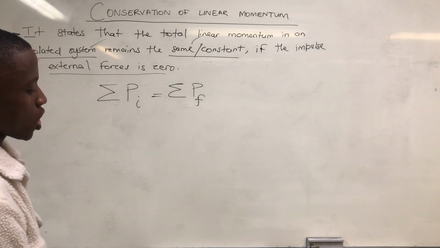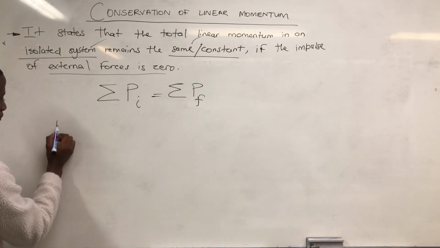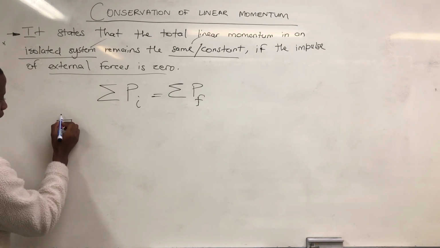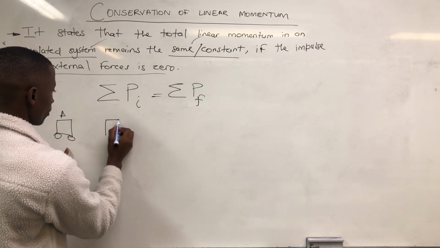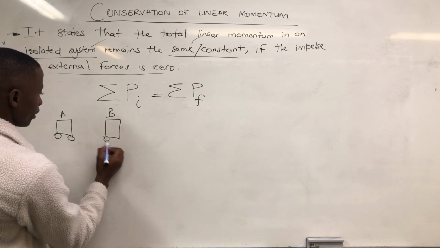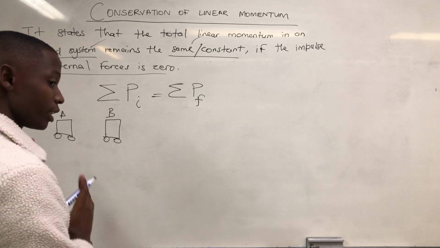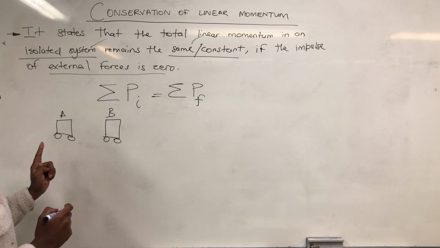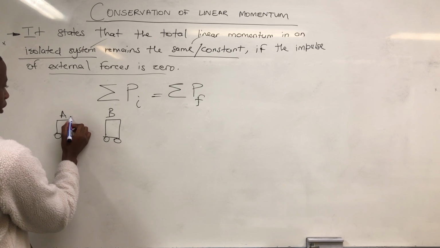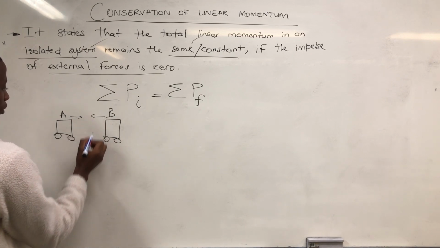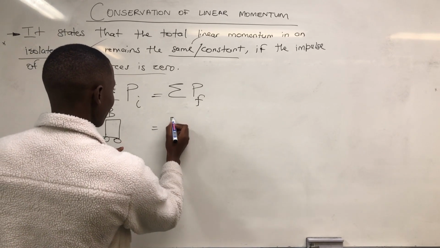If for example we have 2 objects, object A and object B, 2 trolleys, about to collide, this is the initial situation. Let's say object A is moving towards object B, they are moving towards each other, which is going to be equal to the situation after they have collided.